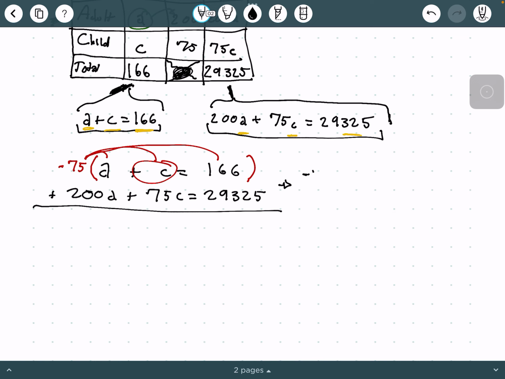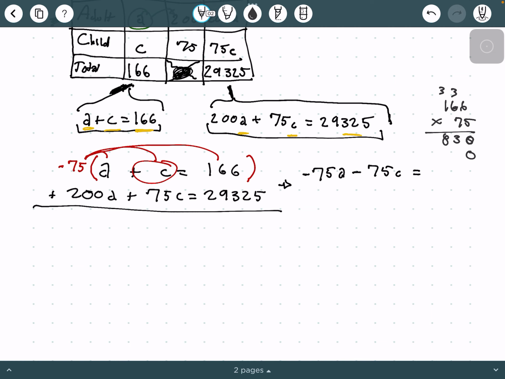So let's just do, we have negative 75A now, minus 75C equals, and then we have 75 times 166. Let's do that up here real quick. 166 times 75. 5 times 6 is 30. That carries over. 5 times 6 is 30 again, 33. So 3 here and 33. 5 times 1 is 5, that was 8. So 830, and then we have another 0 here, of course.